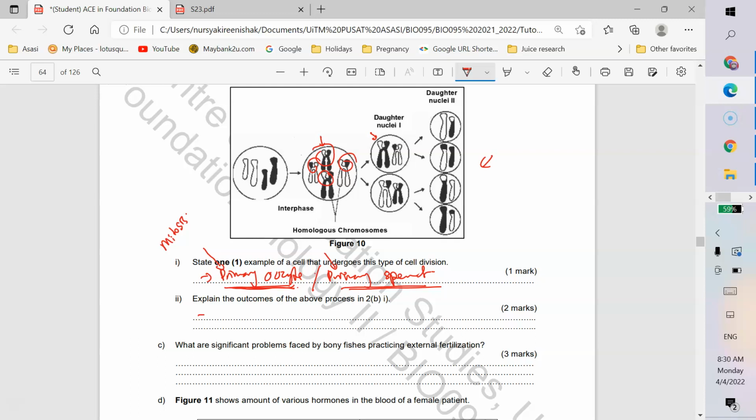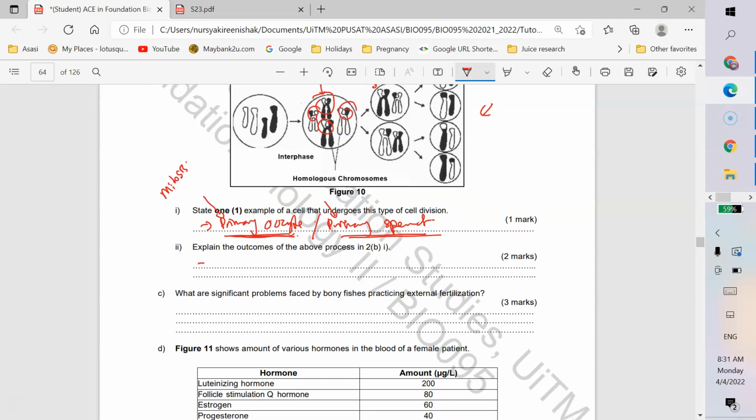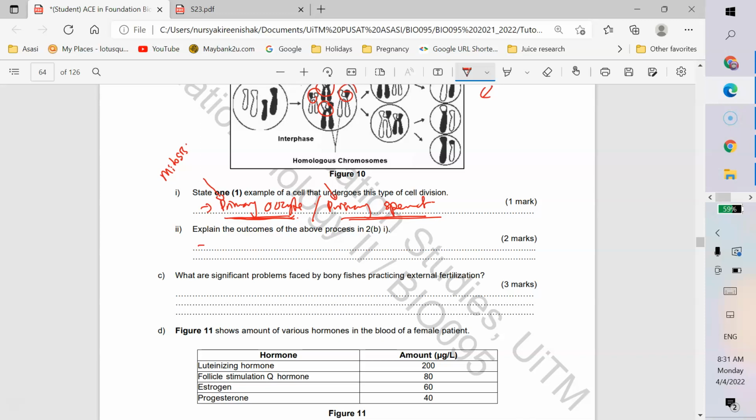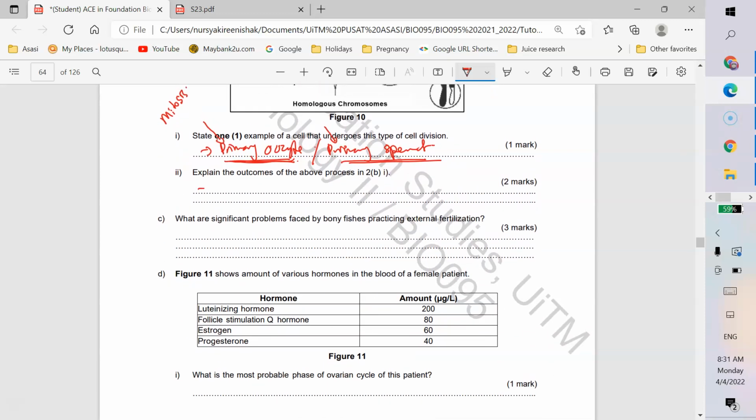Involve crossing over during meiosis 1 or prophase 1. So those are the points that you can include in your answer, right? So thank you, Zahratul. Next is Adlin. For question C, please.